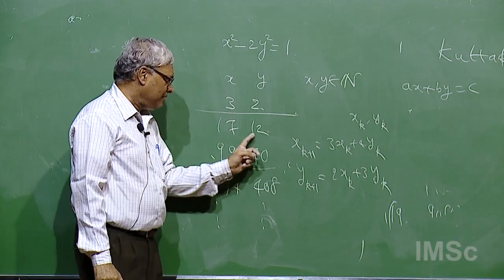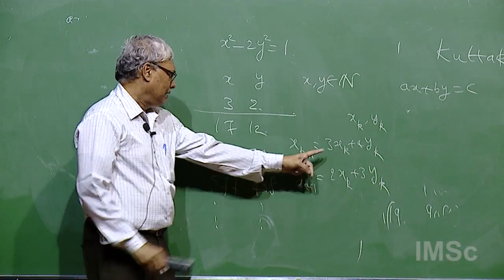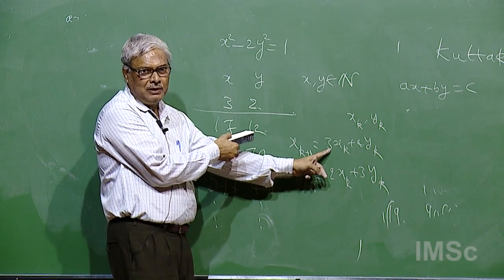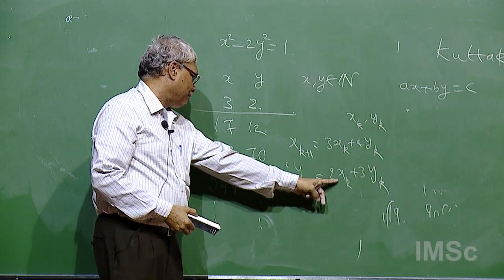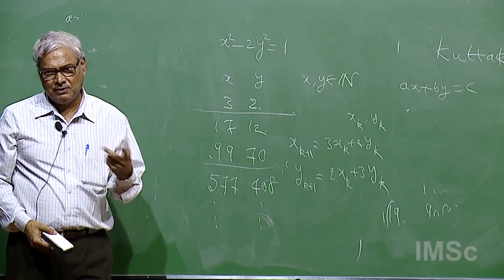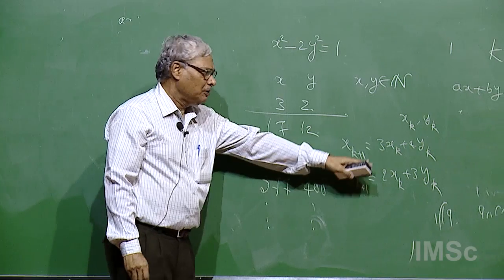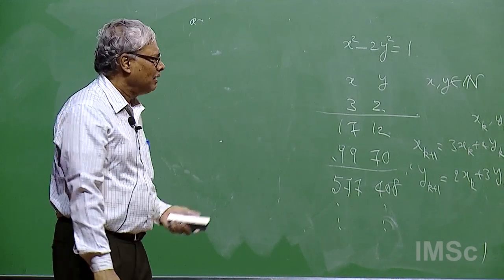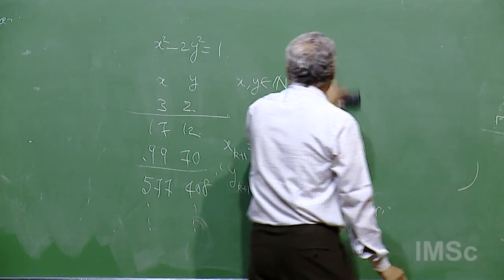Again, from 17 and 12, you use the same pair of equations to get the next solution. 17 times 3 is 51, plus 4 times 12 is 48, 51 plus 48 is 99. 2 times 17 is 34, plus 3 times 12 is 36. Again, you get 34 plus 36 is 70. And you can proceed like this. So this involves the use of only one known solution to get the successive solutions. Okay. But perhaps better than these two, there's one more method.